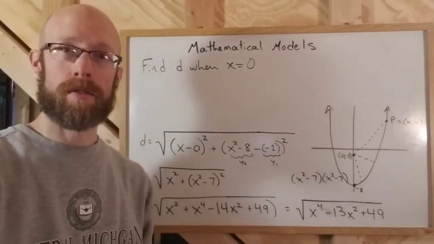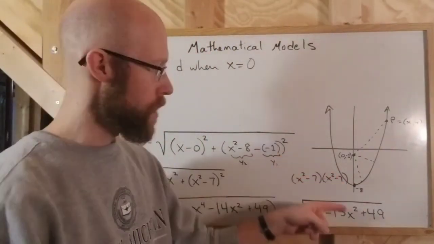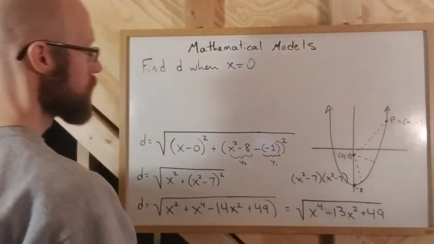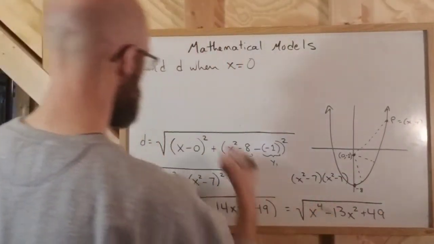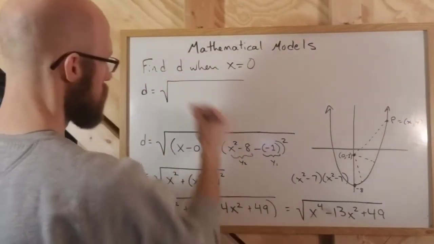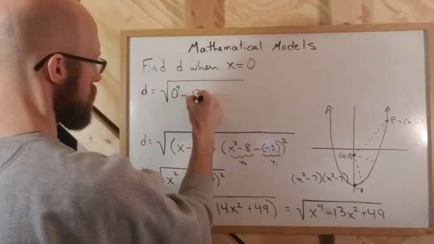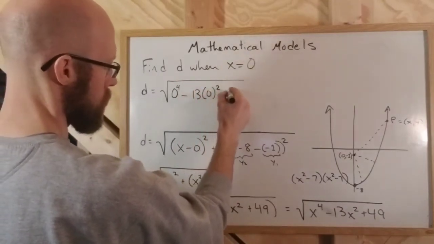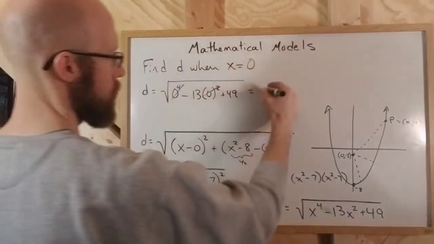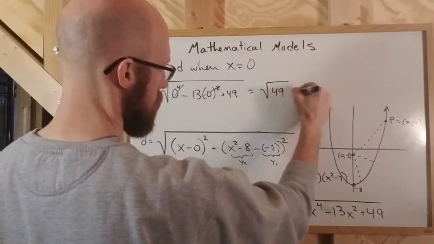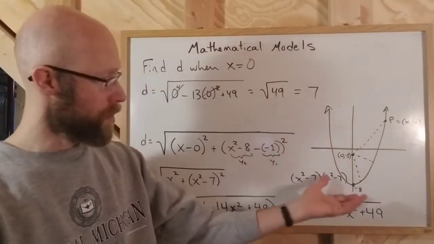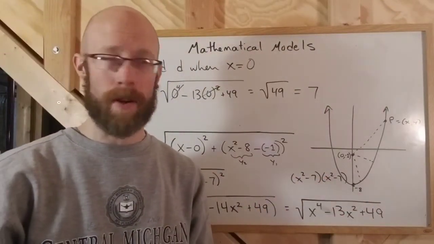Now the answer, just looking at the graph, should be 7, right? Because it goes from -1 to -8. But let's plug it in and double check. So what I'm going to do is plug in to the function. So d would equal the square root of 0 to the 4th minus 13 times 0 squared plus 49. That term drops off, that term drops off. It's really the square root of 49, which indeed is 7.